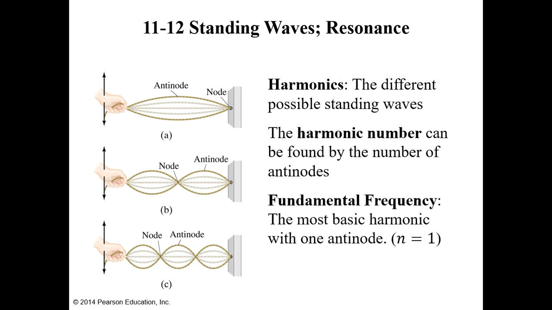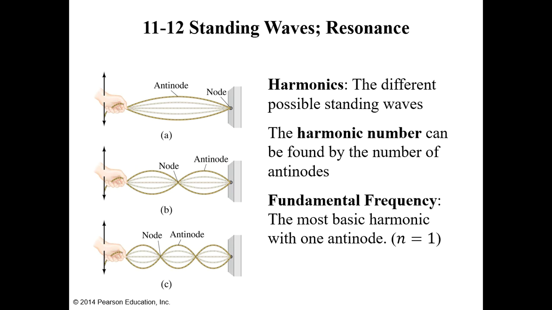And then you get what are called harmonics. Harmonics are the different possible standing waves. And you can differentiate one harmonic from another using the harmonic number. The harmonic number can be found by the number of antinodes.